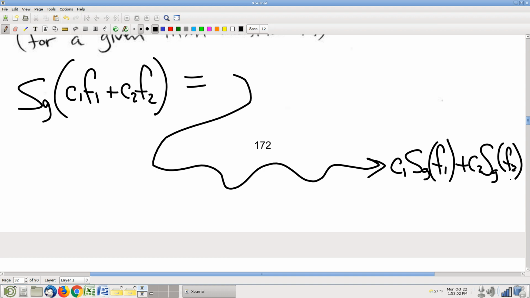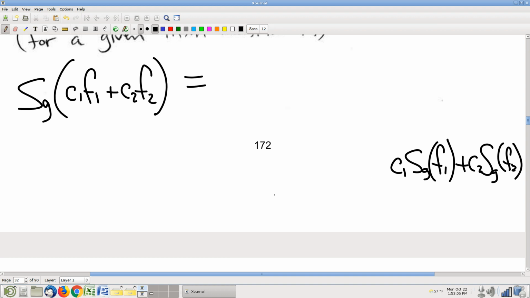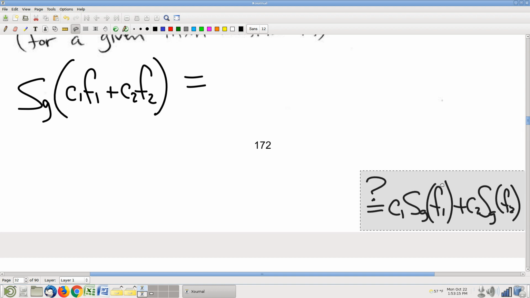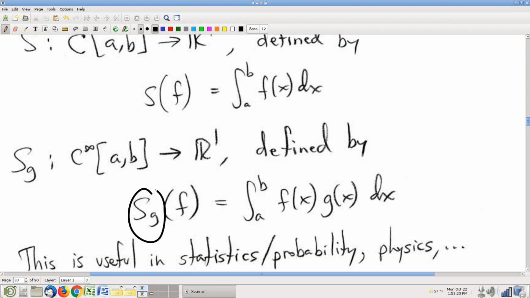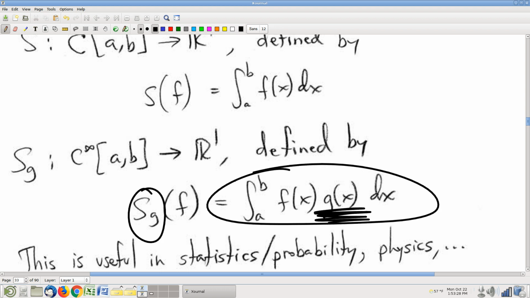Let's see if it works. Okay, so I'm going to say equals with a question mark here. Hopefully, this will work out. Okay. All right, so first let's write down the definition. What is this SG thing? Well, SG says multiply by the fixed function g and then take an integral from a to b.